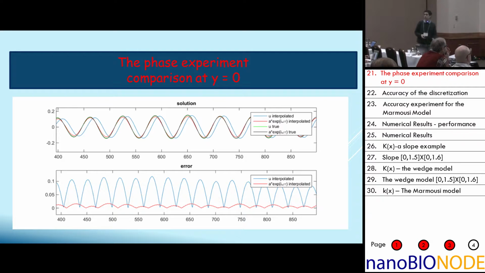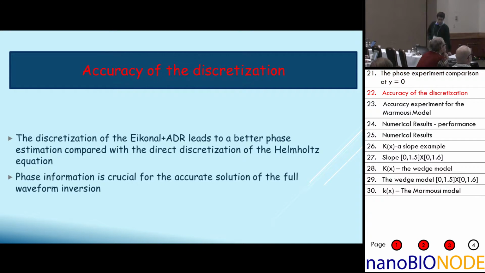What you can see is that Helmholtz has this shift in the phase. So it gets the phase wrong. And once you get the phase wrong, you can see the error. So in blue, you see the error of Helmholtz compared to the true solution. And in green and in red, you see the error of our approximation. So we get the phase more accurately. Now, we get the phase more accurately because we solve the Eikonal equation, which gives us the phase.